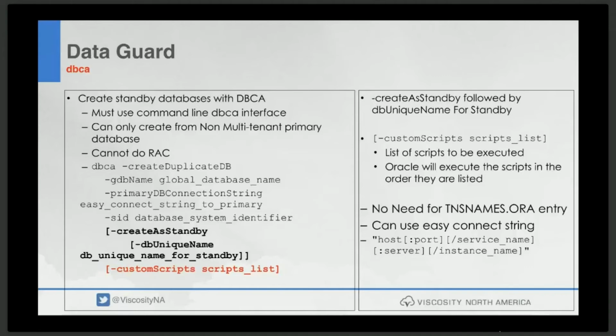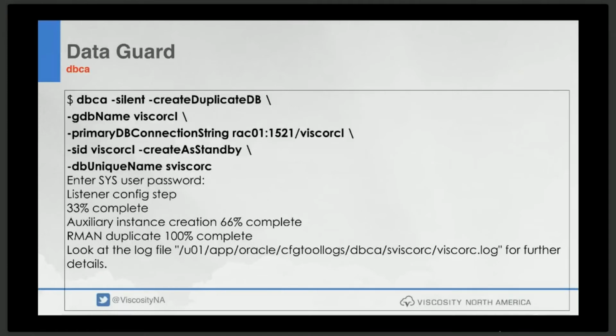The create as standby and leveraging the DB unique name. And I don't even need a TNS names at all, because now I can use Easy Connect, right? And I have the option to even specify custom scripts to execute as a post event for dbca. Okay, so here's an example of the actual dbca command: dbca silent, create duplicate DB, et cetera, and create a standby database, and you'll actually see it going across.